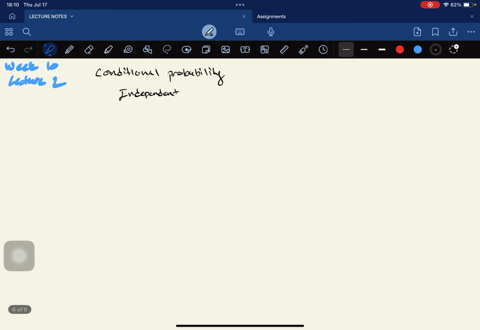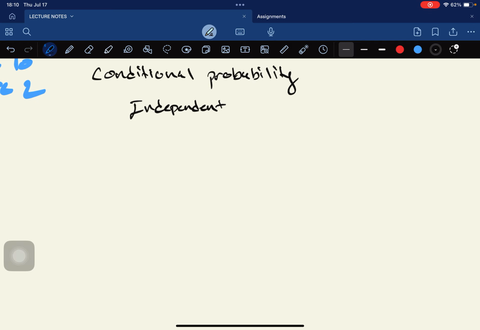So I'm gonna start off with the first part of the lecture, and I'm just gonna make this into a separate video. I'm gonna start off with conditional probability. This is the second lecture, by the way, the one that we did on Wednesday. So conditional probability, and this is independent, right? I'm just gonna go off whatever he said.